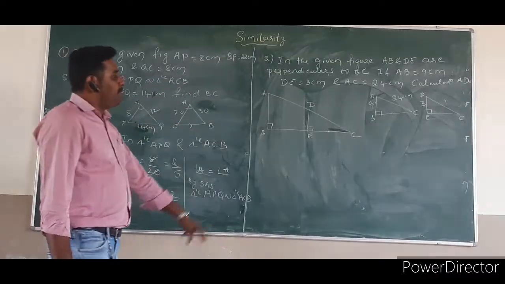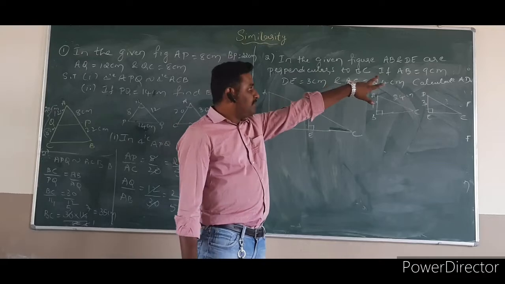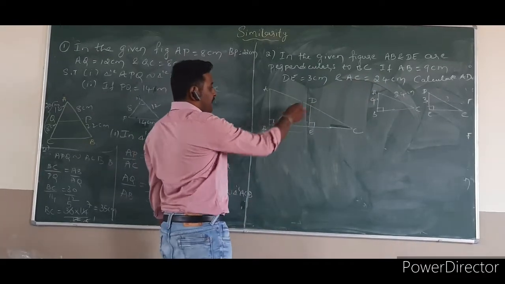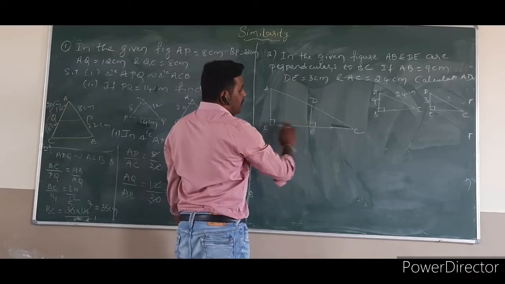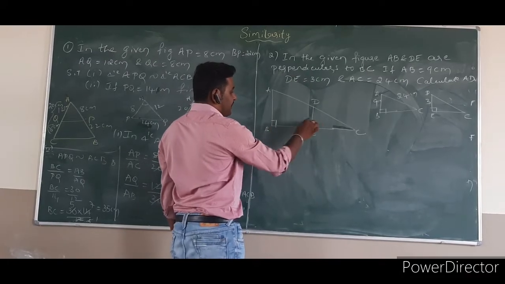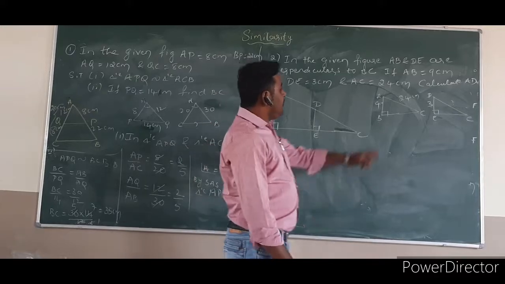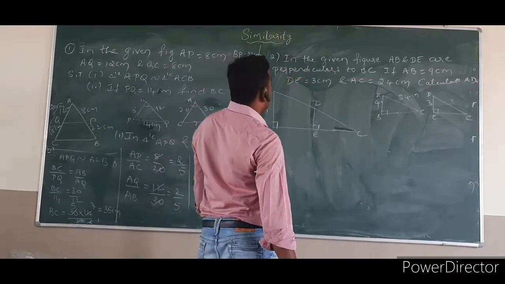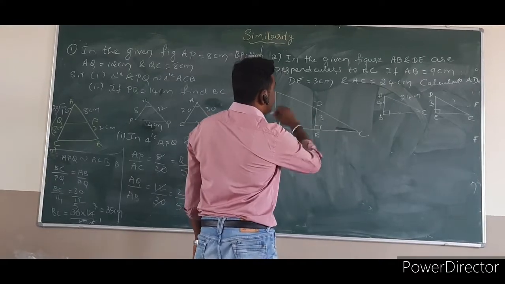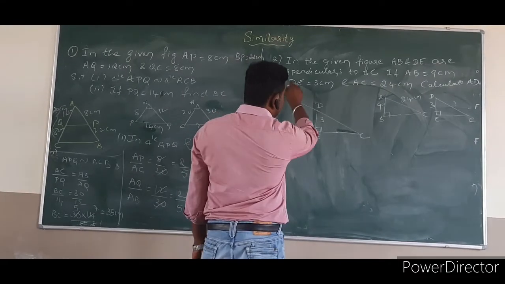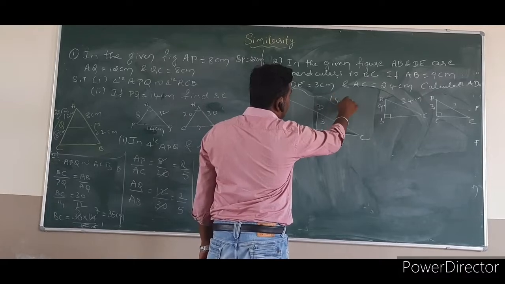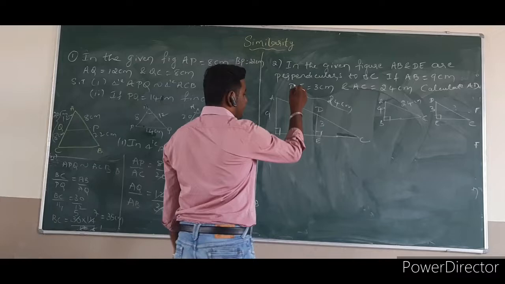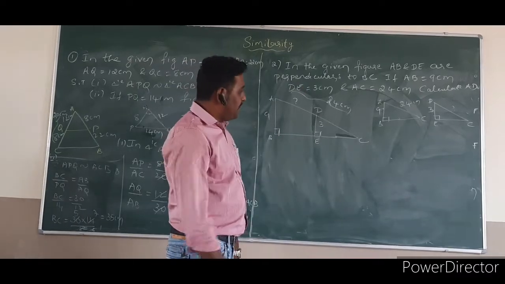And next problem, in the given figure, AB and DE are perpendicular. AB and DE are perpendicular to BC. Perpendicular means what? 90 degree. If AB is equal to 9 centimeter and DE is equal to 3 centimeter, AC is equal to full length they are given 24 centimeter. Calculate the length of AD.